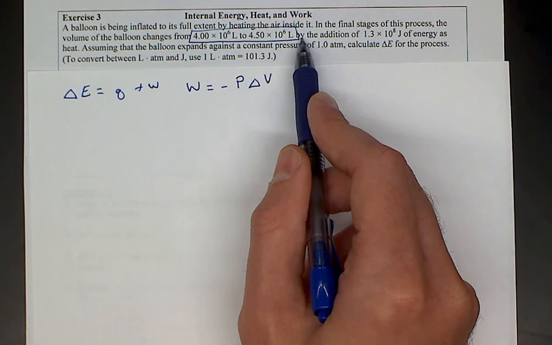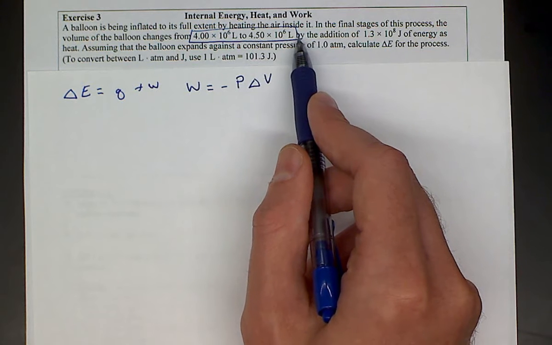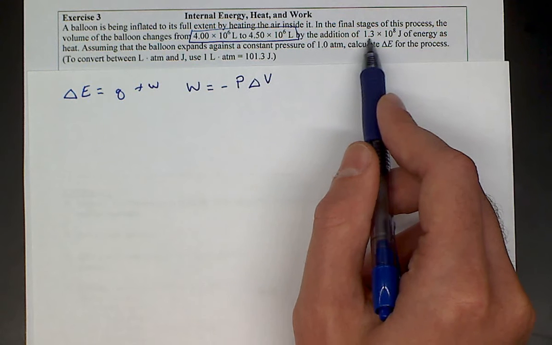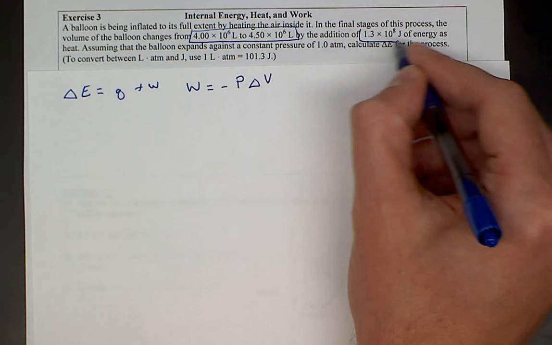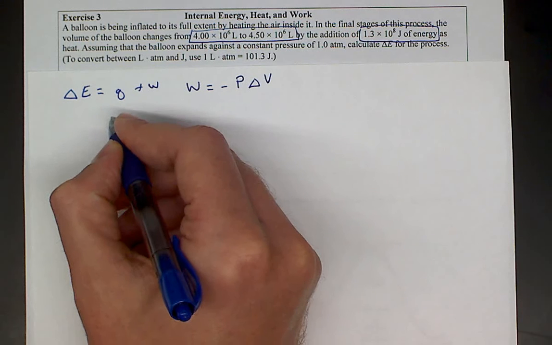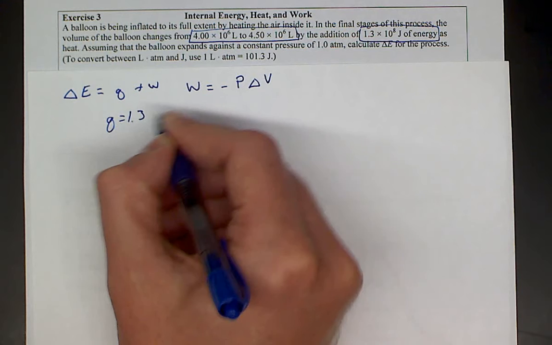Okay, so this is going to be where it's going to say that our W here is going to be negative by the addition of 1.3 times 10 to the 8th joules of energy. Okay, so here's our addition of energy. And this energy that's coming in is actually our Q. So Q is thermal energy, 1.3 times 10 to the 8th.